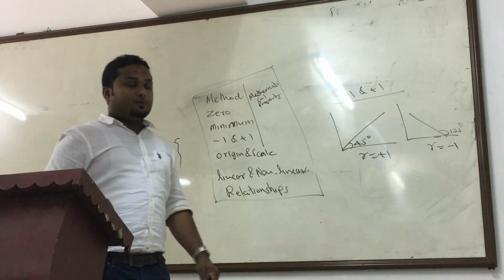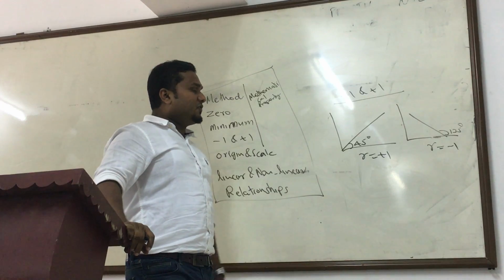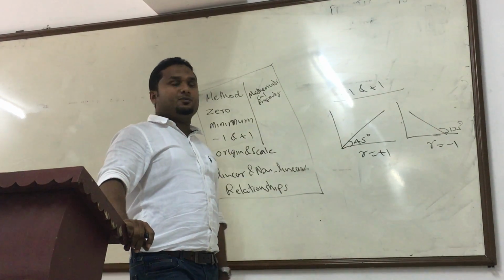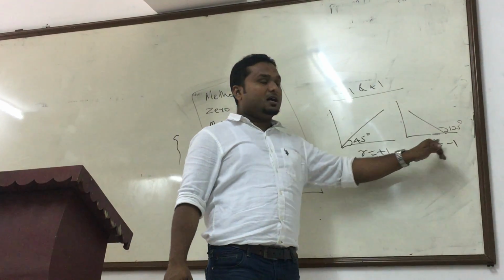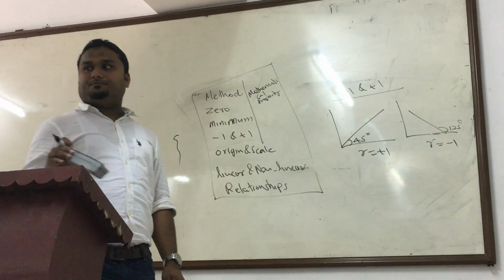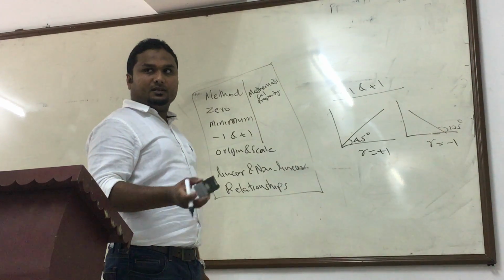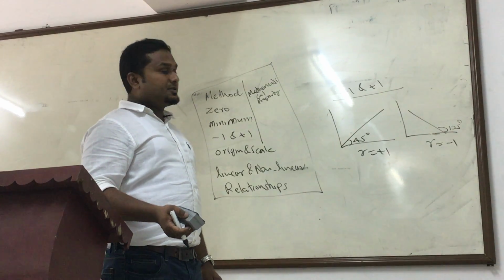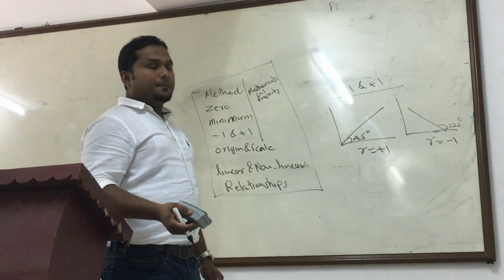Right now. If the plotted points in a scatter diagram form 45 degrees, then R is equal to plus 1. And if the plotted points are at 135 degrees, R is equal to what? Minus 1. Comfortable? Any difficulty? No. R is equal to plus 1 and R is equal to minus 1.